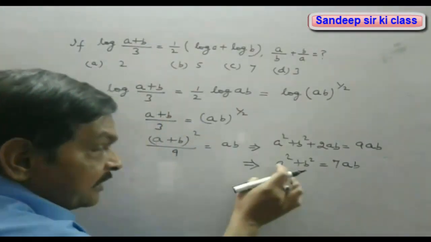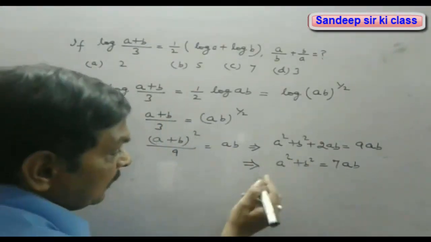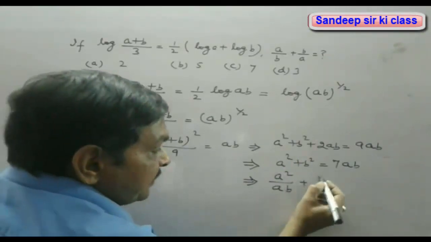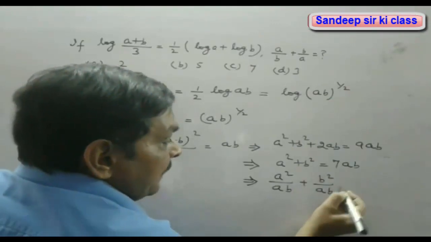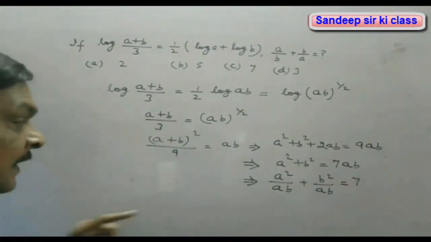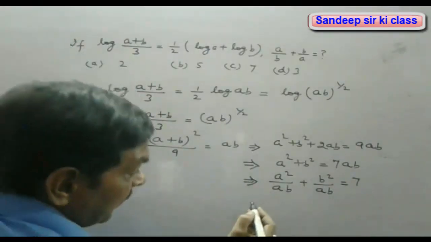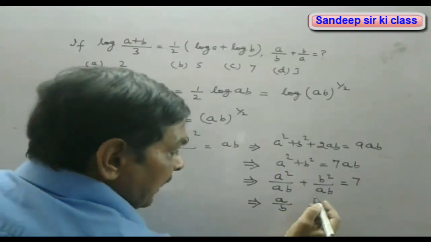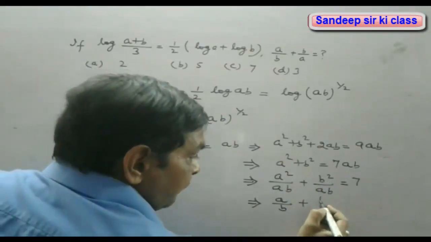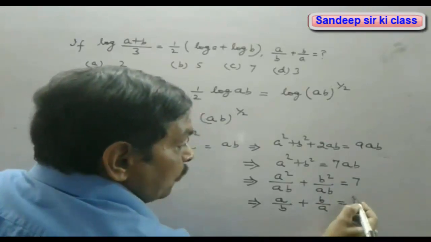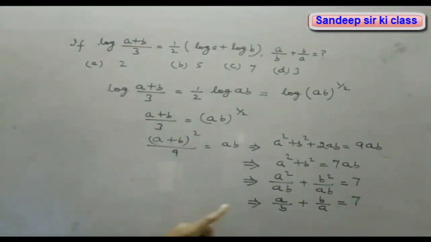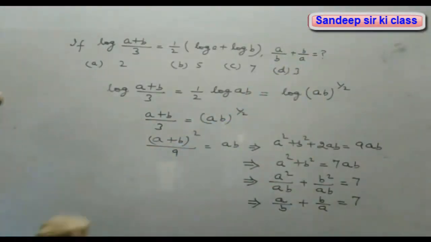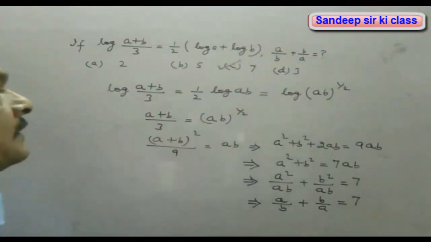Now ab divides both a square and b square, so I get a square upon ab plus b square upon ab is equal to 7. Now a square upon ab is what? It is a/b, and b square upon ab is what? It is b/a, and its value is 7. So the value of a/b plus b/a is 7. Our option C is correct.